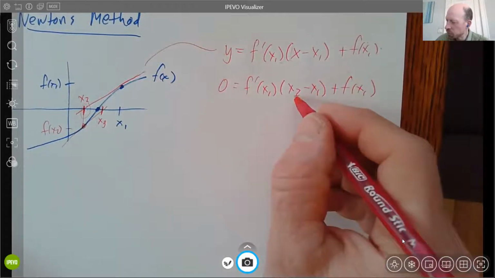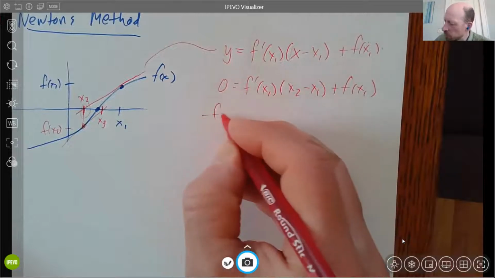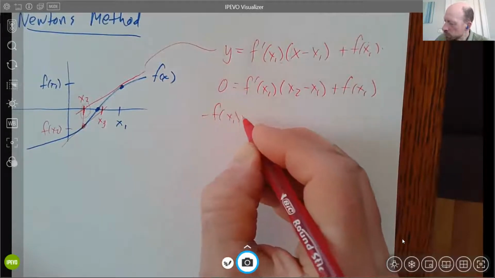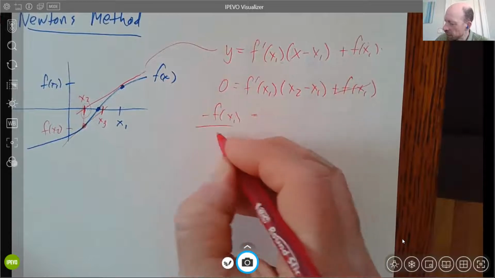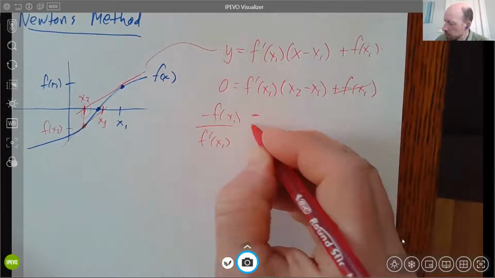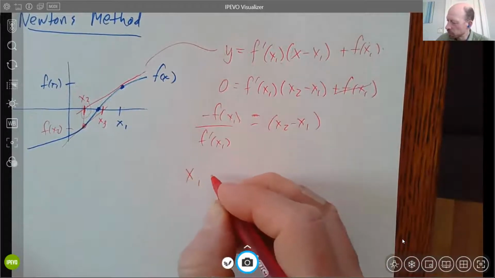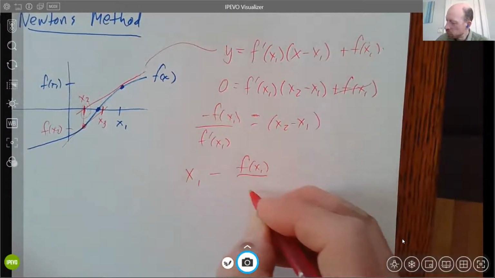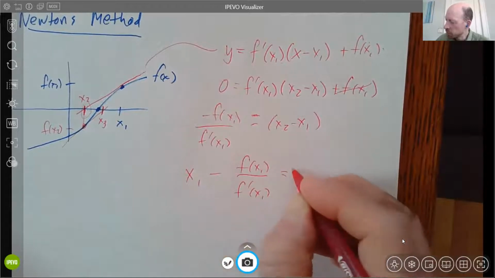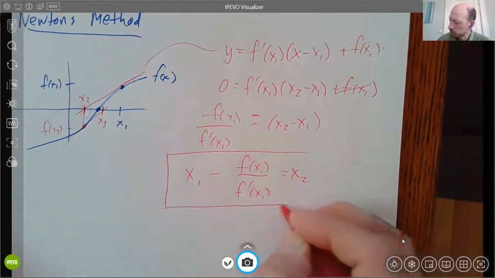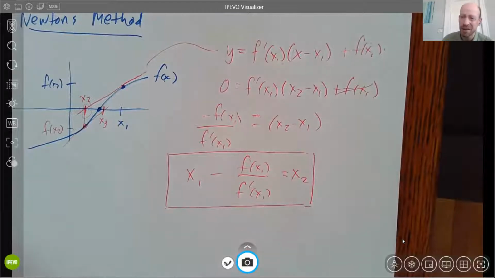So what you do is now we want to solve for x2, and you move this piece over to the other side, and divide by f prime of x1. And then you add the x1 over, and you get this formula: x1 minus f of x1 over f prime of x1 equals x2. You suppose you could come up with that if you had to, but I think that'd be challenging, so you should probably memorize that or write that down or keep that in your notes somewhere.